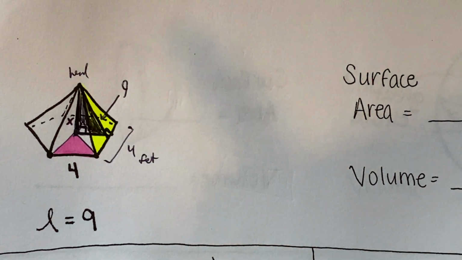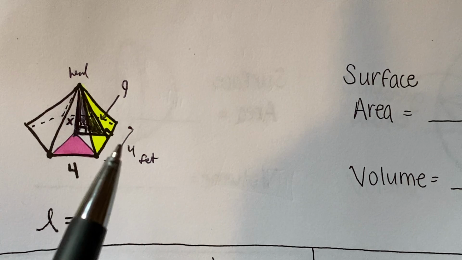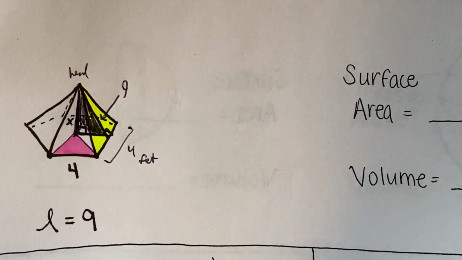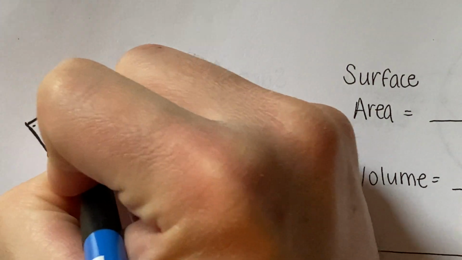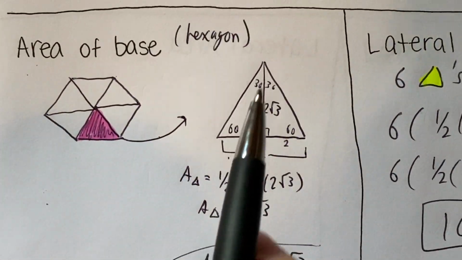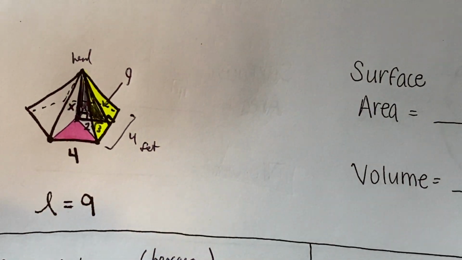So luckily we know that this piece is 9. This is 9. But then this piece here is the height of this triangle, which was 2 square root of 3. Okay, that's what this little piece is, 2 square root of 3. And again, look back over here to see the height of that triangle was 2 square root of 3. That's what's being shown here.